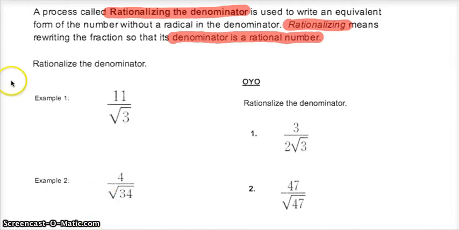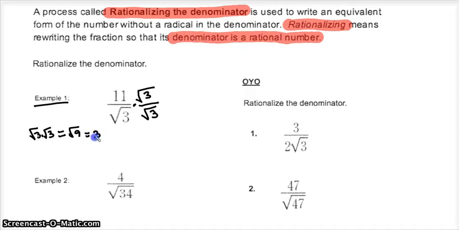Now, to do this, we're going to use a little technique that involves us multiplying by 1. Now, it's not going to look like 1. Remember that multiplying by 1 can be something like this. I want to multiply the top and the bottom by the denominator. So in example 1, the denominator is the square root of 3. I'm going to multiply the top and the bottom by the square root of 3 because if I multiply the square root of 3 times the square root of 3, I really get the square root of 9, which we know is equal to 3.